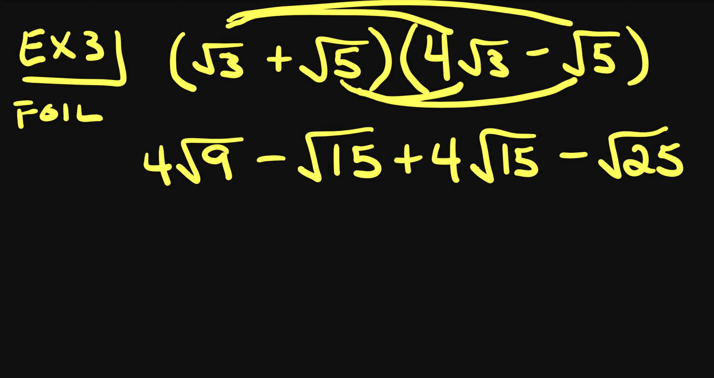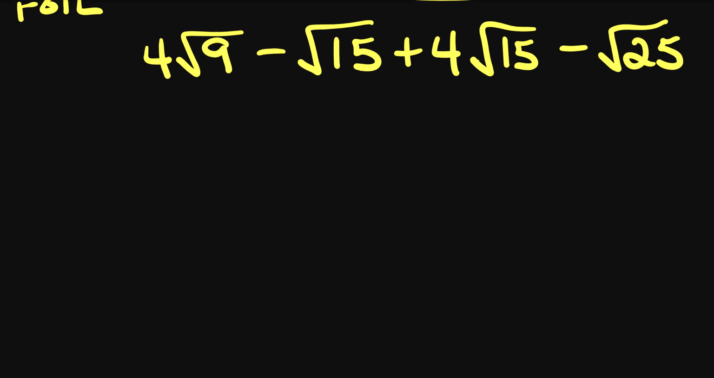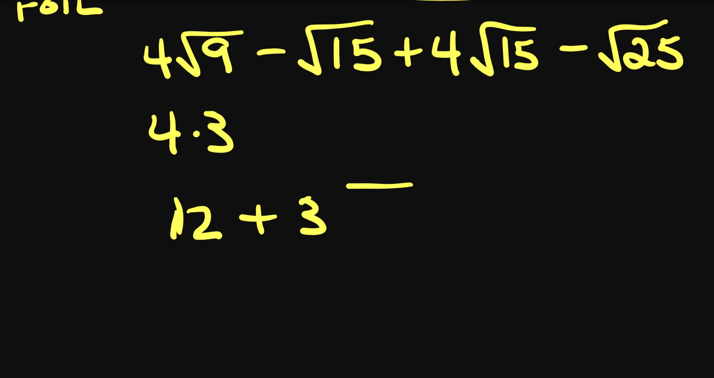Okay, let's simplify some of these items here. And I'm going to have 4 times the square root of 9, which is 4 times 3. Square root of 9 is 3. And that'll give me 4 times 3, which is 12. Here I've got like terms, so I got negative 1 plus 4 is 3 square root of 15. So that's going to be positive 3 square root of 15. Just combining my like terms in this case. And that'll be minus square root of 25, which is 5.